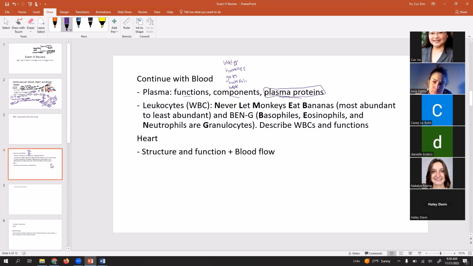There's a long list of all the plasma proteins you can find. I just want you to know the main ones. There's 3 of them. Can you name those 3 for me? Albumin. Yes, ma'am. Give me a second to write it down. Yep, albumin. What was the other one? Fibrinogen. Fibrinogen. What's another one? Globulin. Globulin. Yeah.